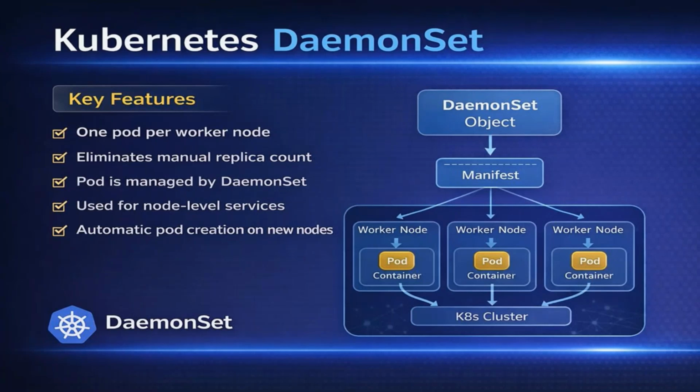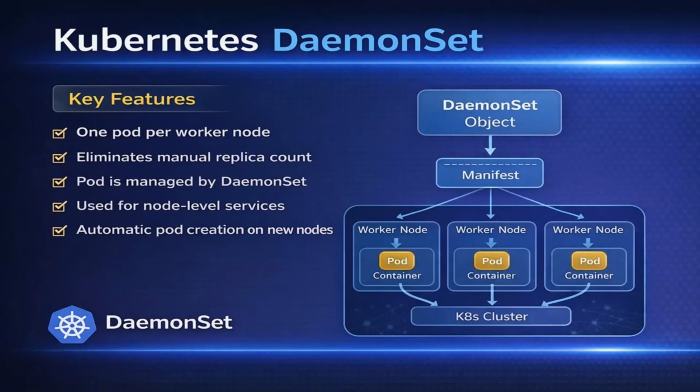So if we have three worker nodes here in this diagram, then three pods will be created. One worker node, one pod. Second worker node, one pod. Third worker node, one pod. Total pods is three, total worker nodes is three.